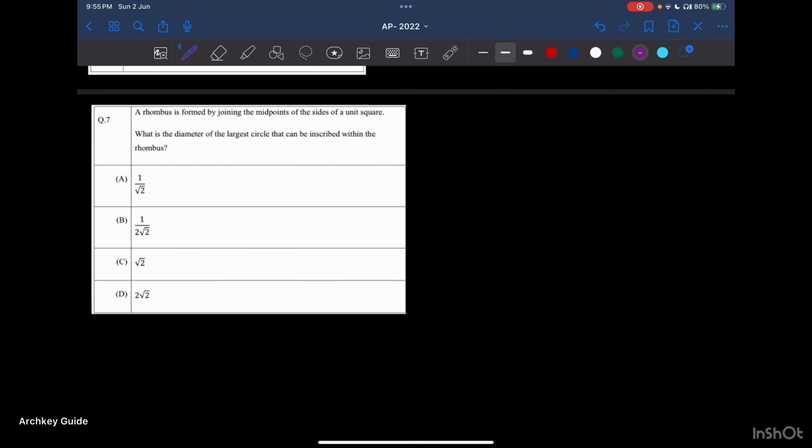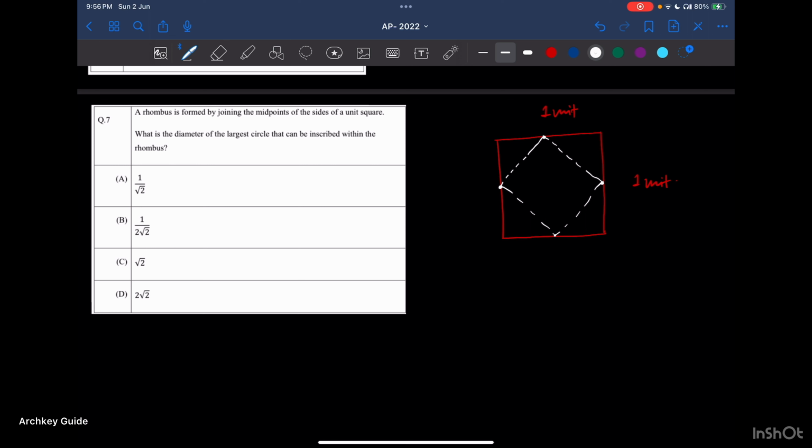So this is a geometry question. It says that a rhombus is formed by joining the midpoints of the sides of a unit square. So let's first make the square. Unit square, which means 1 unit. Okay? And a rhombus is made using the midpoints. This is my rhombus.